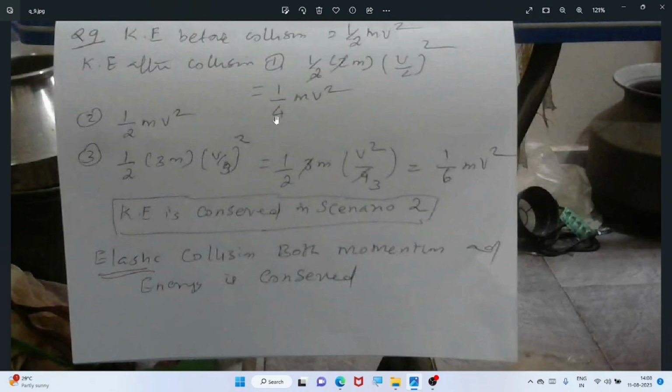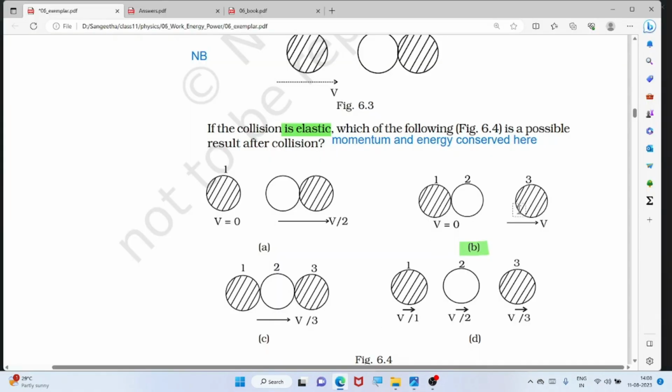So the kinetic energy is conserved only here in the second case. For scenario 2, the elastic collision, both momentum and kinetic energy are conserved. In this case, only 2 is conserving, so this is the correct one.